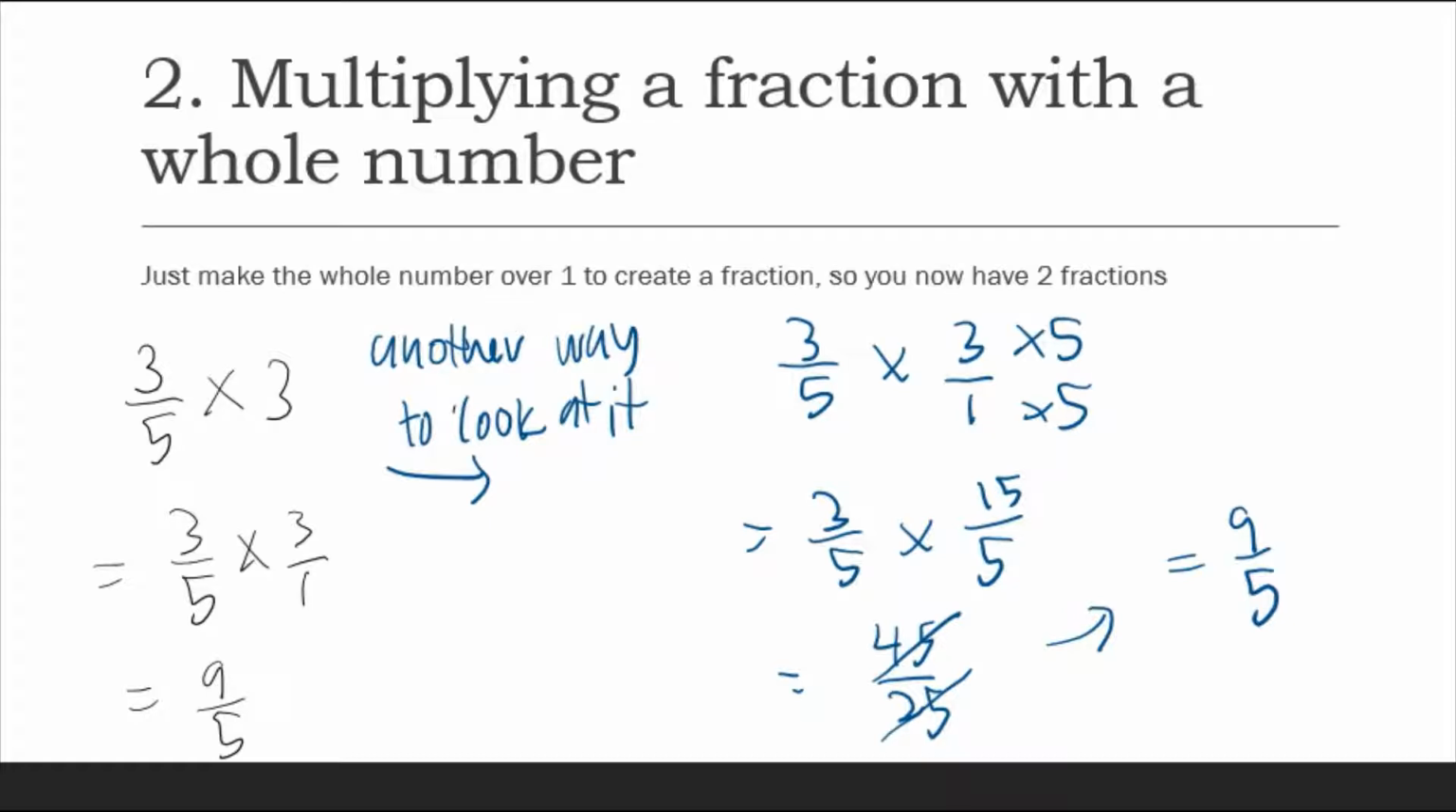Another way to look at it is that you make the second fraction the same denominator. It might be better for you to visualize or understand if you make them have the same denominator, but it's not necessary. You only have to make sure the fractions have the same denominator in addition and subtraction of fractions.